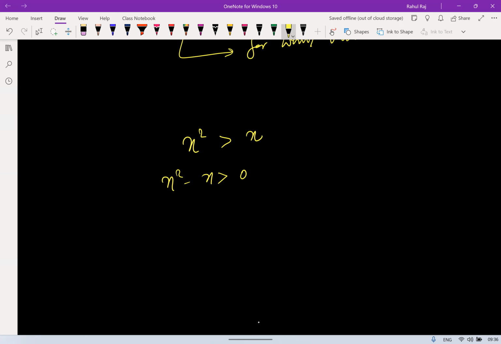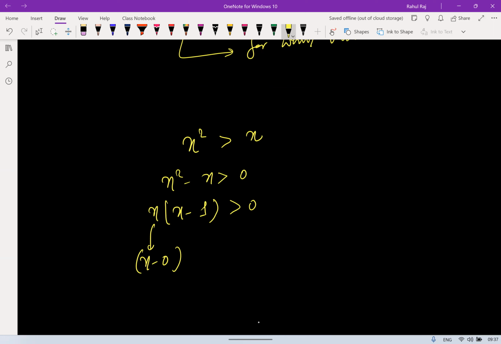Now can I take x common and say x minus 1 is greater than 0? If you're factoring it, yeah, you can. And this x, can I say this as x minus 0? Because anything minus 0 is anything. 5 minus 0 is 5, 10 minus 0 is 10, 100 minus 0 is 100.